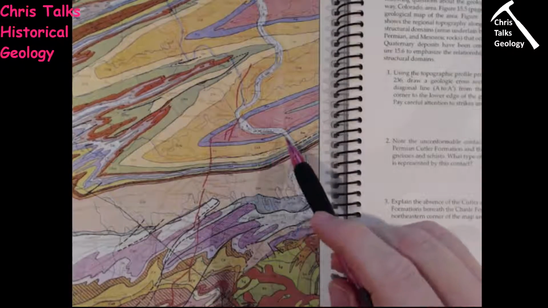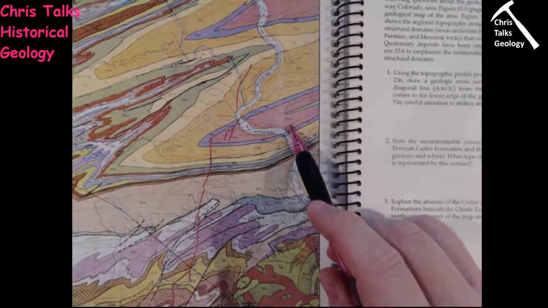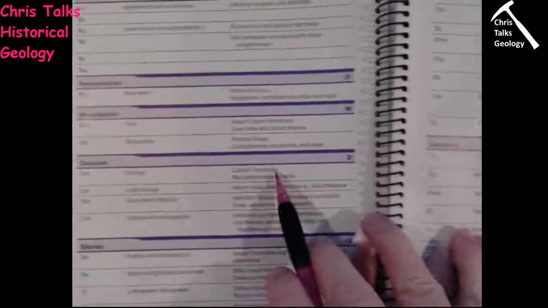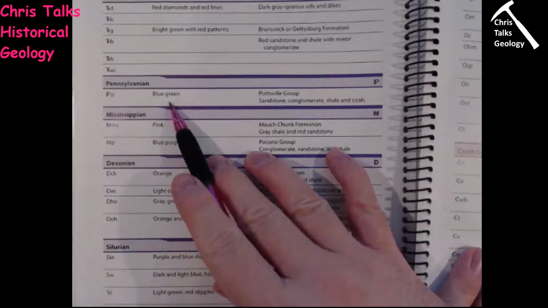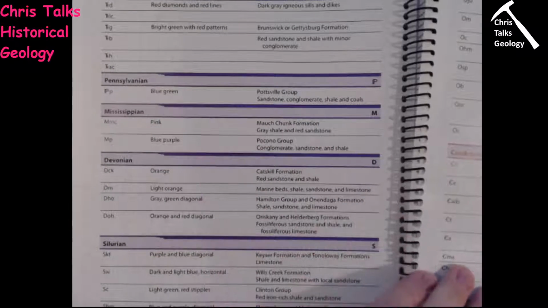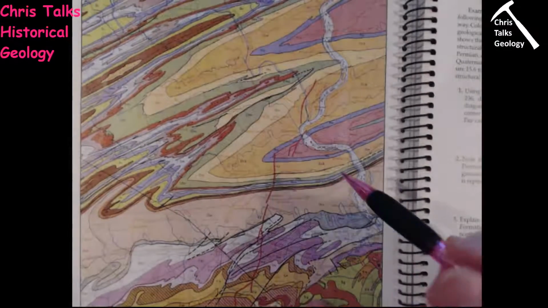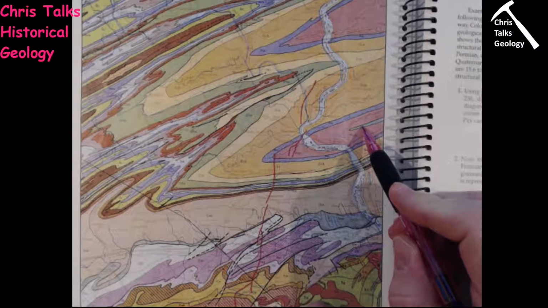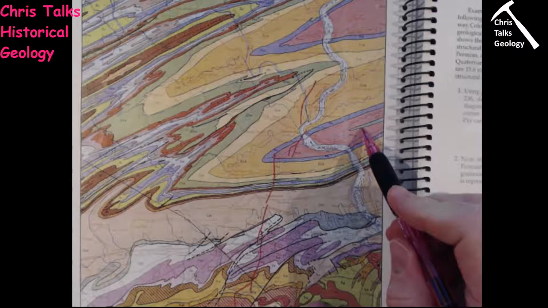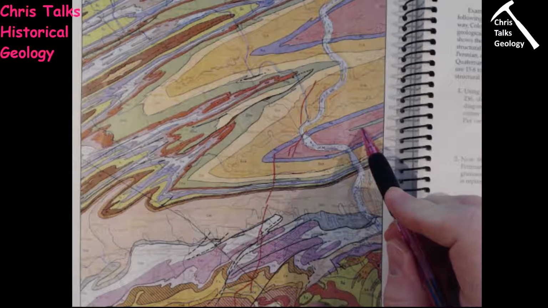So this is MMC. If we come over here, MMC, and above that, okay, good. PP is a blue-green, so this is going to be Pennsylvanian. So this is our youngest rock. So we can see that deformation in this area is essentially late Pennsylvanian or Permian.